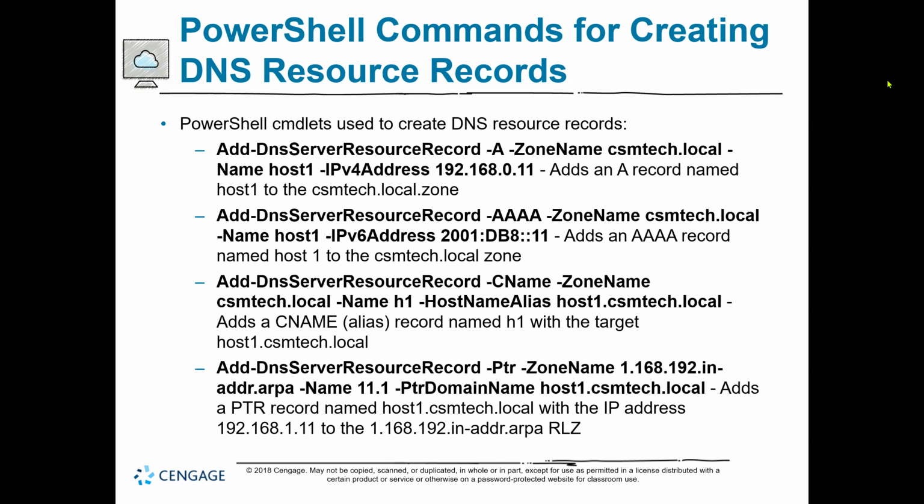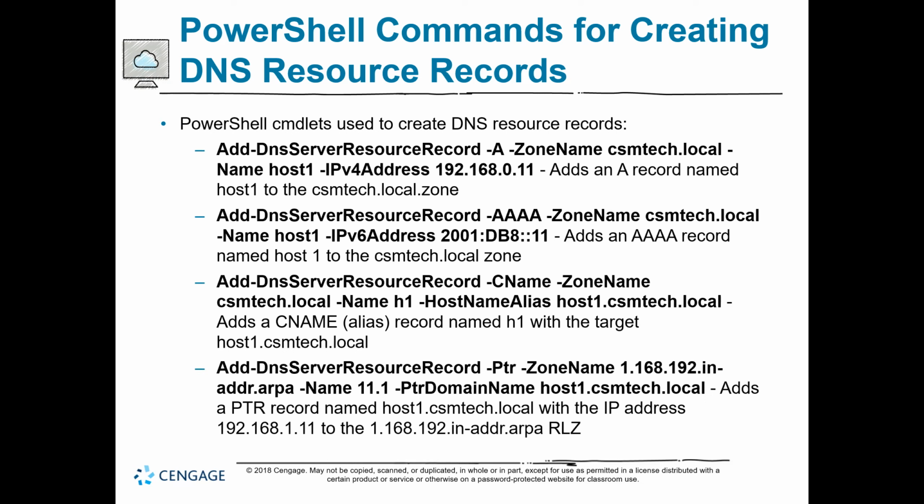So PowerShell commandlets used to create DNS resource records. There's the Add-DnsServerResourceRecord. So this one's for an A record, with the zone name, then name host1, and then your IPv4 address. You can see how it says this is an IPv4 address, and then it gives your IPv4 IP address. This adds an A record named host1 to the CSMTech.local zone.